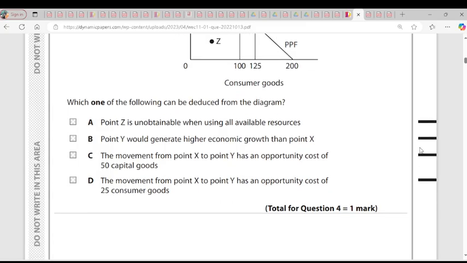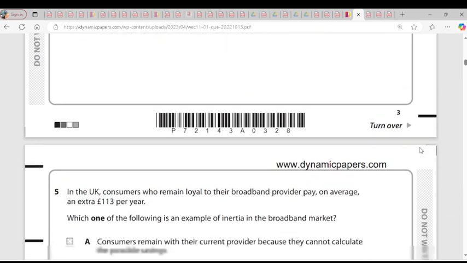Do you get the point here? The movement from X to point Y is the real cost, not opportunity cost. That is why it is not D. Okay. Is it clear now? So the answer is C. We go to question 5.